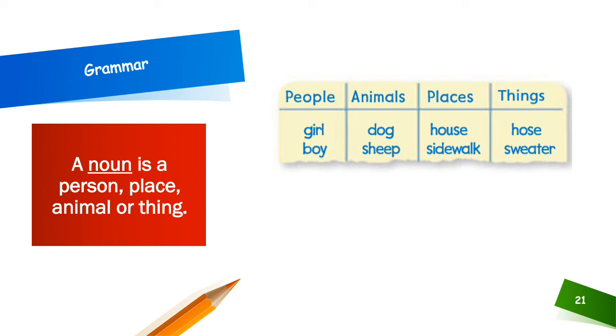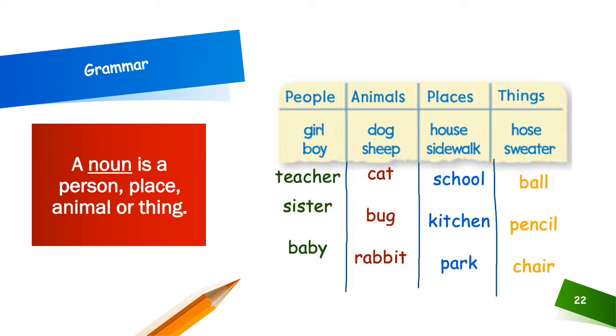Can you think of any more nouns that would go in the category of people? Or any nouns that would go in the category of animals? What about nouns that would go under places or nouns that would go under things? Take a minute, think about some nouns that go into these categories. I thought of some more too. For nouns that are people, I thought of teacher, sister, baby. For nouns that are animals, I thought of cat, bug, rabbit. For nouns that are places, I thought of the school or a kitchen or a park. And for nouns that are things, I thought of ball, pencil, chair. Can you think of any more?